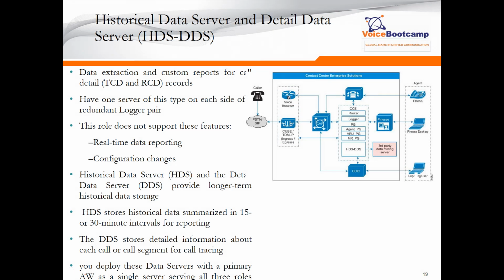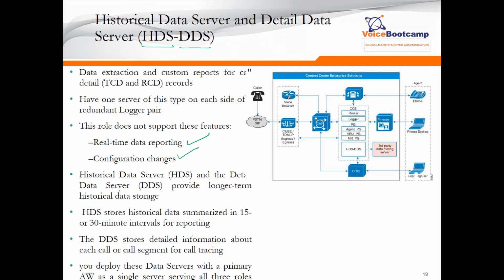Historical data server and detailed data server, HDS, DDS. Data extraction and customer report for your call detail recording. So it contains more detailed recording of the call as well as summary of the call. You should have at least one server of this type on each side of the redundant logger pair. This role, however, does not provide the following: no real-time, no configuration.